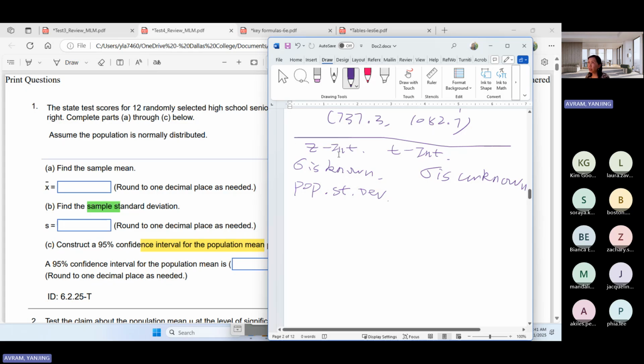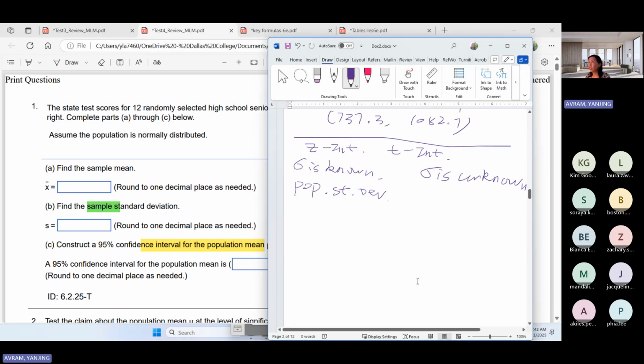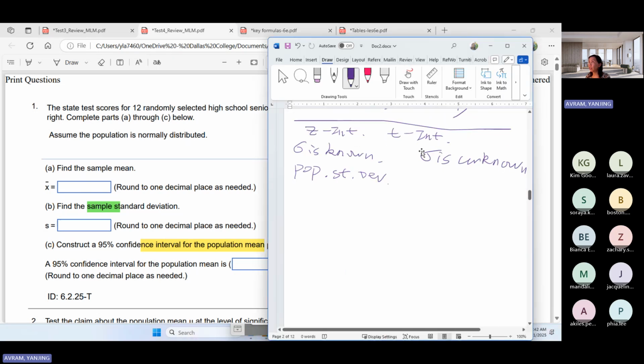In chapter 7, it is using the Z hypothesis test, and then the T hypothesis test follows the same condition as here. So do we know the sigma in this one? The answer is no. We didn't give you the population standard deviation. This one is just a sample of 12 high school seniors on the state test score. So the population standard deviation is not given here. This is just 12 samples. So that tells us that we have to use the T interval instead of the Z interval.